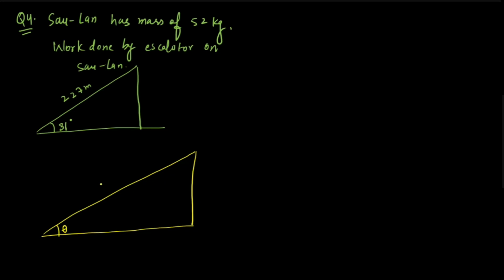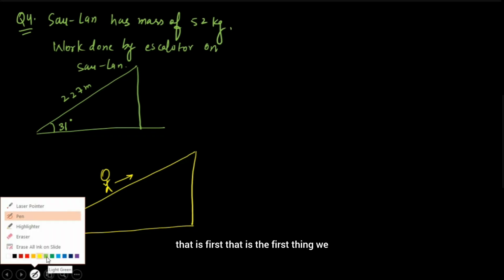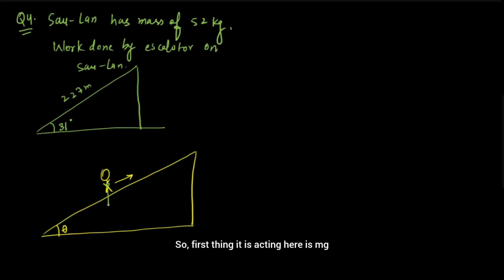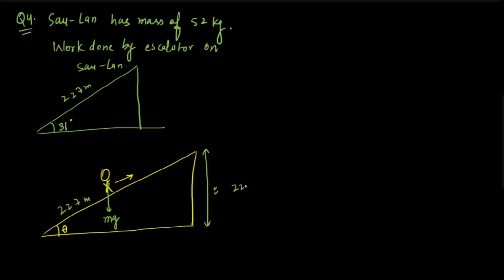So suppose this is a person and it is going up like that. What are the forces acting here? That is the first thing we have to observe. First thing acting here is mg. So mg is going to be the force against which this escalator is pulling this whole person upward. This is the force against which the escalator is doing work. Apart from this, the displacement from the initial and final position along the direction of mg is going to be this height. If the length of the escalator is 227 meters, you can simply say that this length is going to be 227 sine 31 degrees. This is the displacement.